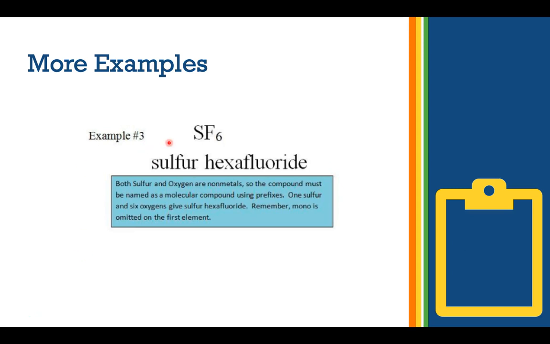Example number 3. Sulfur hexafluoride. Okay? Both sulfur and fluorine are nonmetals. So the compound must be named as a molecular compound using prefixes. 1 sulfur and 6 fluorines give sulfur hexafluoride. Remember, mono is omitted. Omitted means left out on the first element. Sulfur hexafluoride. Okay?